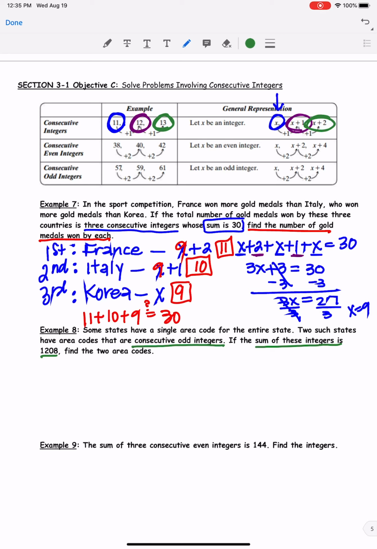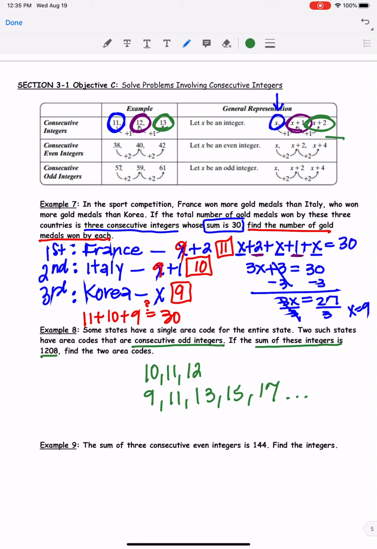So consecutive odd integers means that they're just odd numbers that are right after each other, right? If consecutive numbers is something like 10, 11, 12, then consecutive odd would be something like 9, 11, 13, 15, 17, and that goes on forever.